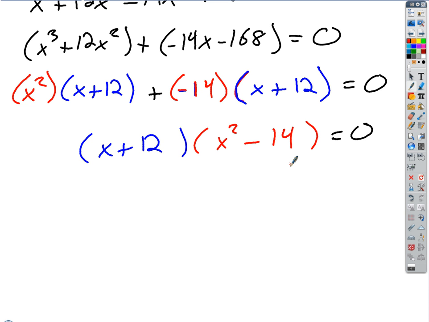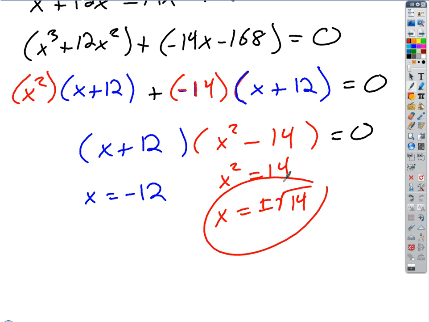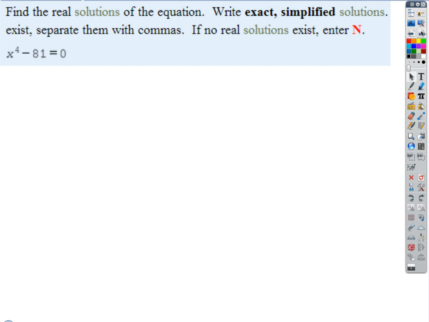If I set the blue equation equal to 0, the blue factor, what do I get? Negative 12. What if I set the red factor equal to 0? Plus or minus square root of 14. Good, because I'm going to get x squared equals 14, right? So x equals plus or minus square root of 14. So I get 3 real zeros. Plus or minus square root of 14. There's 2, and there's the third. Right? Okay. All right, next kind.